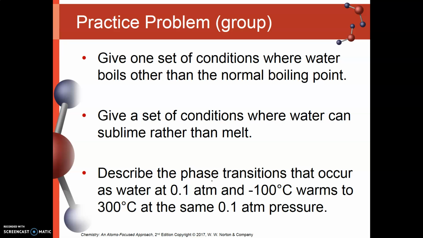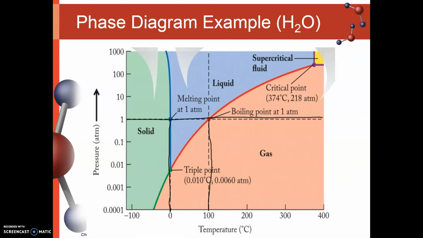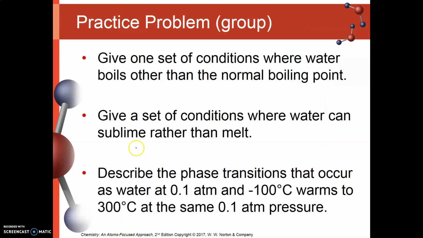Now, as far as practice problems, let's take a look. Give one set of conditions where water boils other than the normal boiling point. Again, we're looking at anywhere on this red line, we would see that. So if I chose a different pressure, I could use a different temperature. And so at 0.1 atmospheres, 50 degrees seems to be about where it is. 0.1 atmospheres, 50 degrees Celsius.